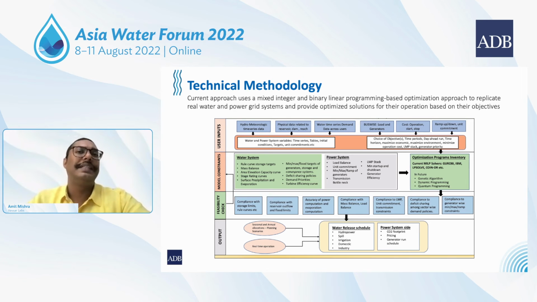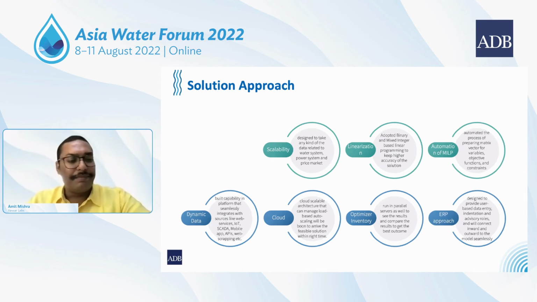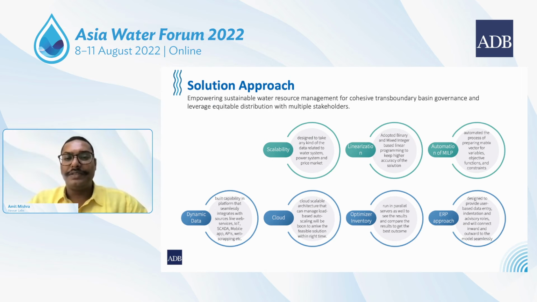Then it will go to the feasibility check with respect to the reservoir operation policies and other constraints. And finally, as an output, we get a reservoir release plan, like how we should operate our reservoirs so that it's sustainable. The platform which we're proposing is scalable to any size. It is cloud enabled, and it works on an ERP approach basically to have cohesion among stakeholders.